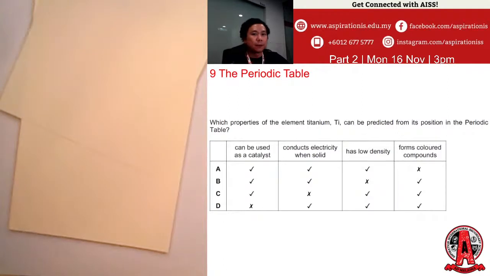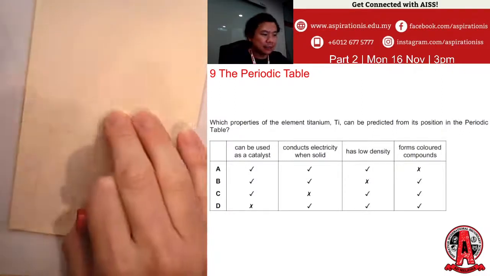Titanium. What are the properties of titanium? So of course you know that titanium is a transition metal. So remember, in your test paper at the end you will have the periodic table, and whoever is in the middle, right, is the transition metal. Alright, and yes, you are right, the answer is B.